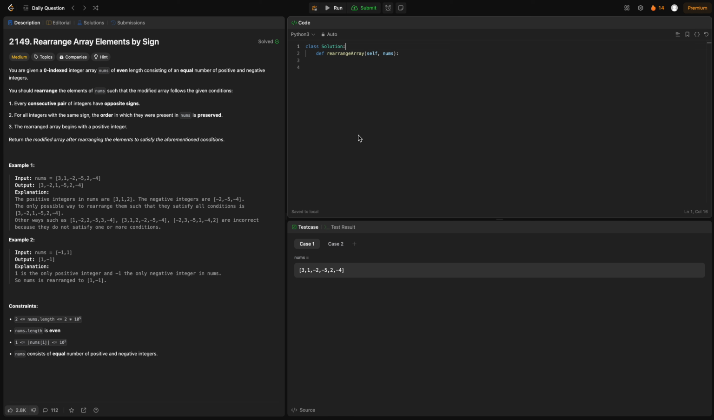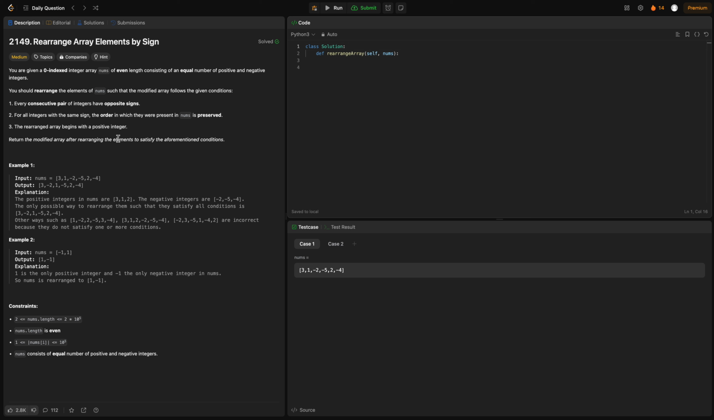Today we're going to be solving 2149, rearrange array elements by sign. So here, let's read it. You are given a zero index integer array nums of even length consisting of an equal number of positive and negative integers. You should rearrange the elements of nums such that the modified array follows a given condition.